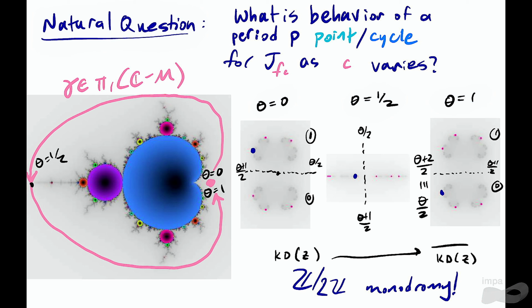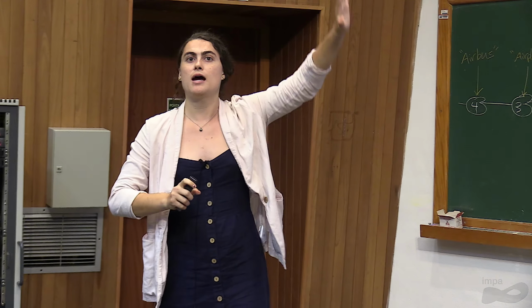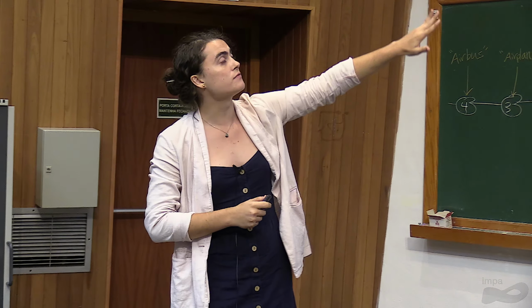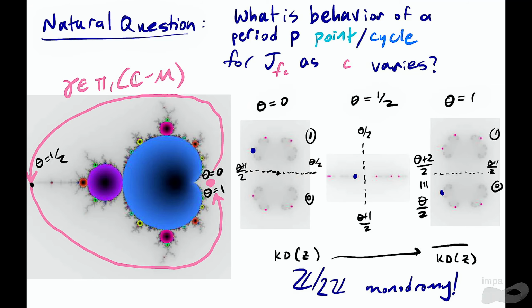You can ask 2 questions about just tracking the points or the cycle, right? So the cycle contains p points in it. So you can either ask, can we track a particular point, how that moves? Or you can ask, can we track how the whole cycle moves together? So as we're flying around somehow in our moduli space, we want to ask ourselves, what happens to our Julia set as we move around?